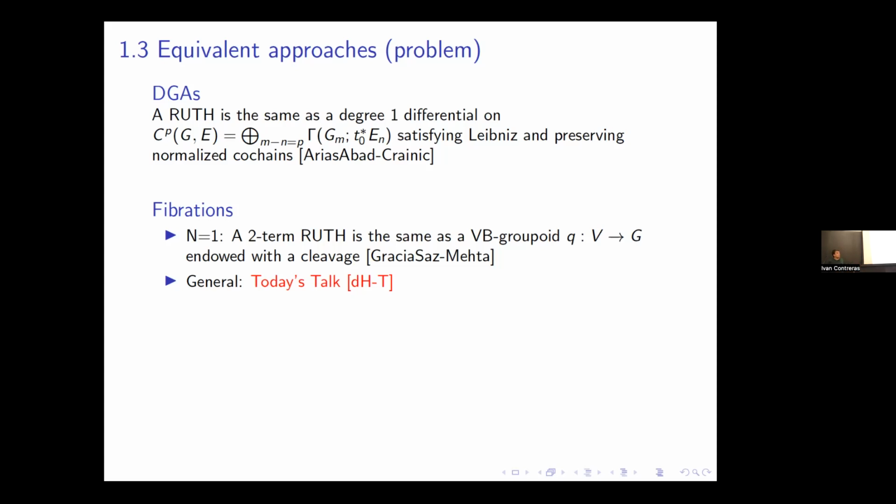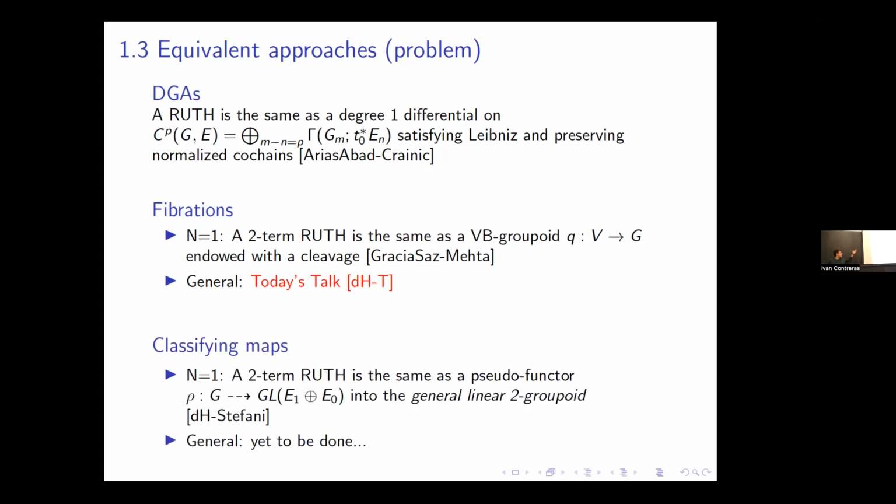This is our work with Giorgio. And then there is this third, equivalent approach, that is looking at classifying maps into general linear groupoids. For n equals 1, two-term representations, we did that with David Stefani. And in general, it is yet to be done. Even though I think it's very similar to what we did, just that there are smoothness issues and this may be a bit annoying. But I want to focus on how to represent the representations up to homotopy as fibrations.